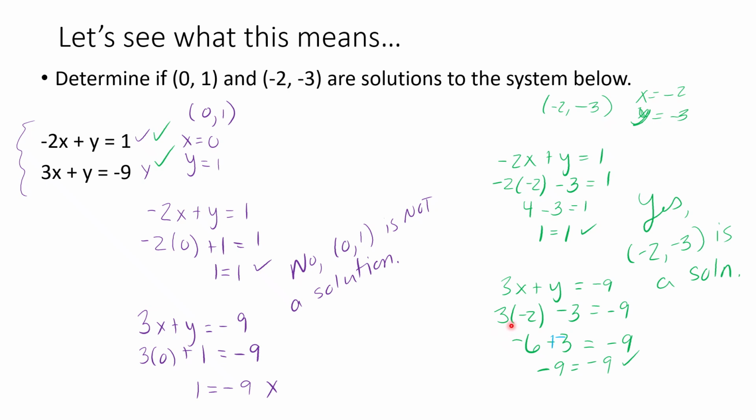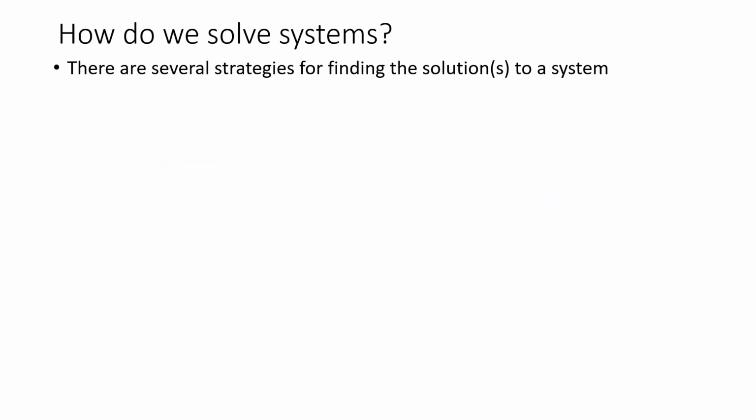So you're looking for the values of the variables, in this case, the values of both x and y, that are going to make all of the equations in that system true. In this case, this is what we call a 2x2 system, meaning it's 2 variables and 2 equations, and it has to make both of the equations true.